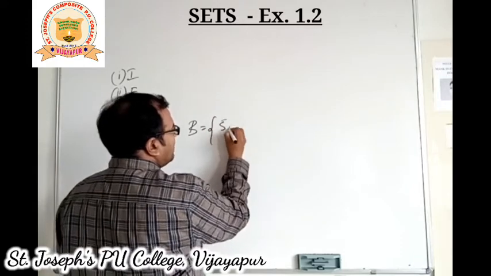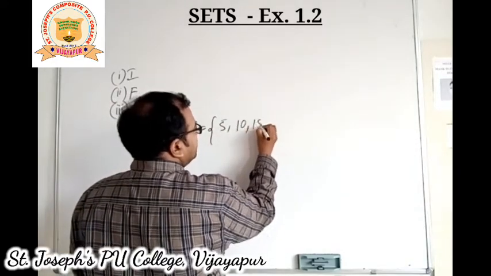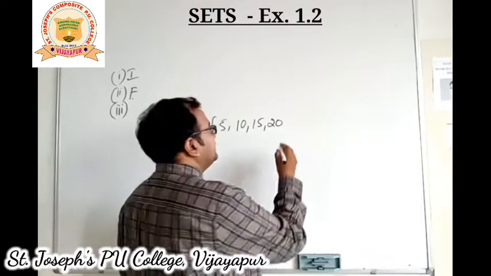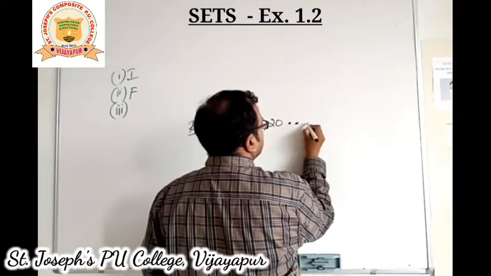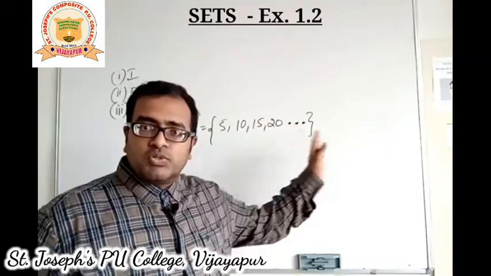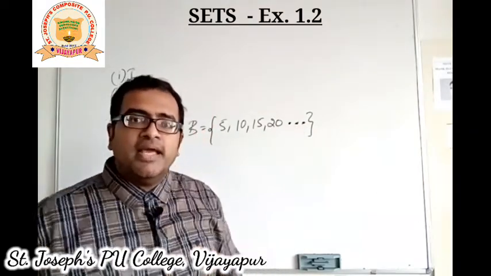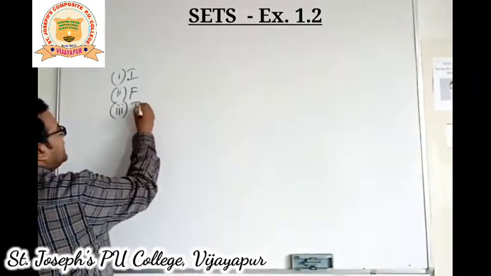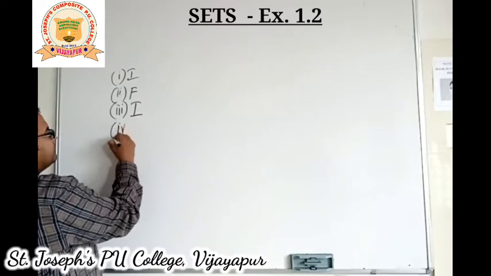Set B is equal to 5, 10, 15, 20. They have not told where to stop. Means this thing continues. This continues till infinity. There is no end here. That means it is an infinite set. So, third one is infinite set.